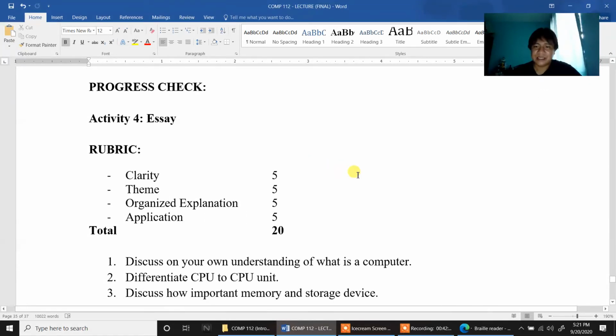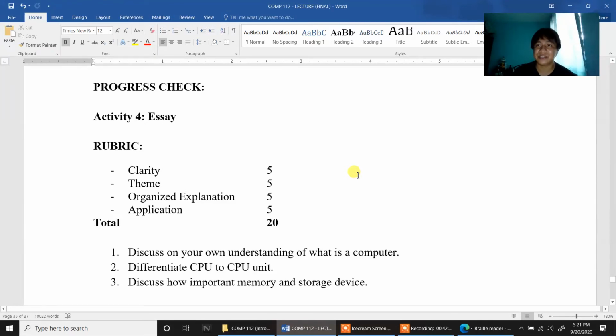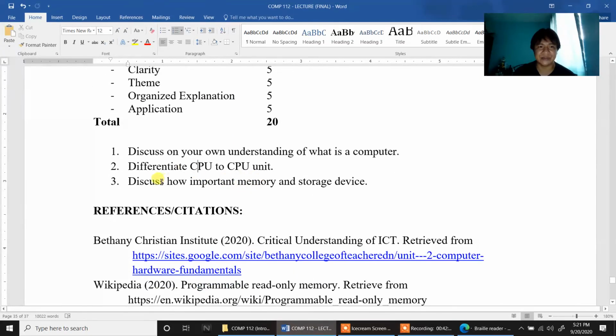Okay, so I think that's the week 4 lesson. Week 4 is mostly just the theoretical part. So now for the progress check, for your activity number 4 in our midterm. Here are the questions. Discuss on your own understanding what a computer is. Differentiate CPU to CPU unit, and discuss how important memory and storage devices are.